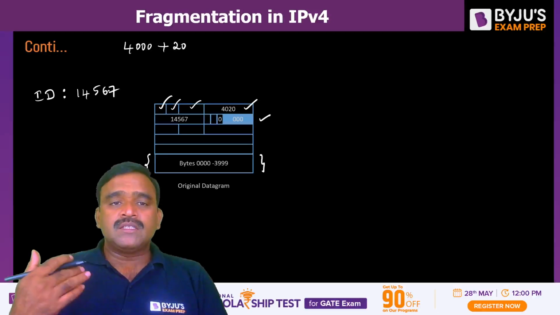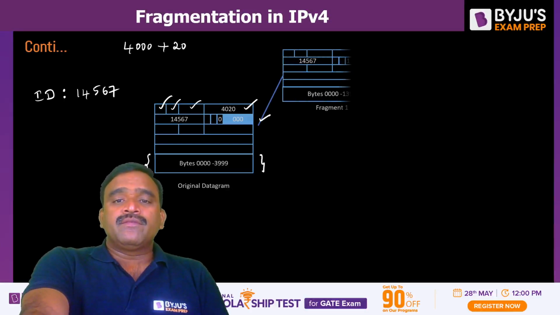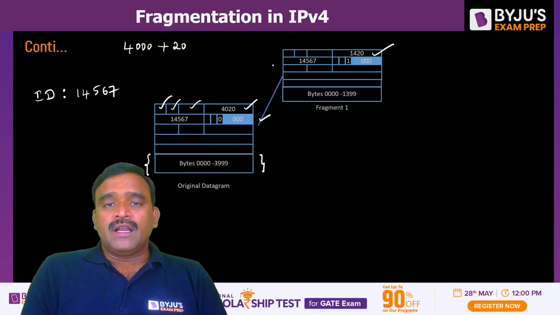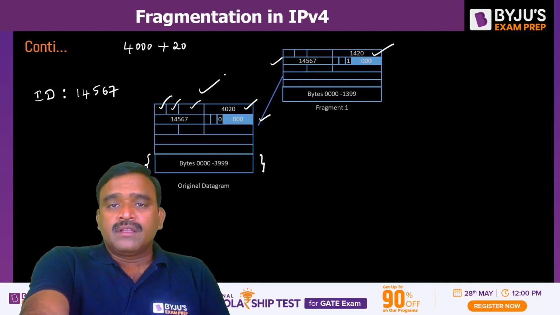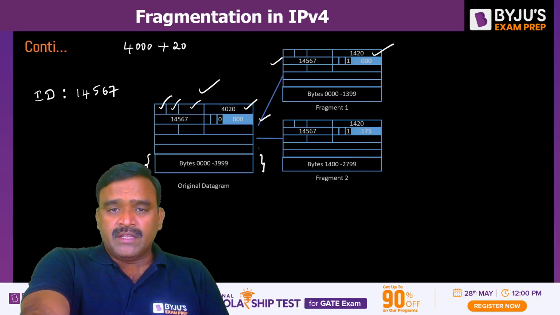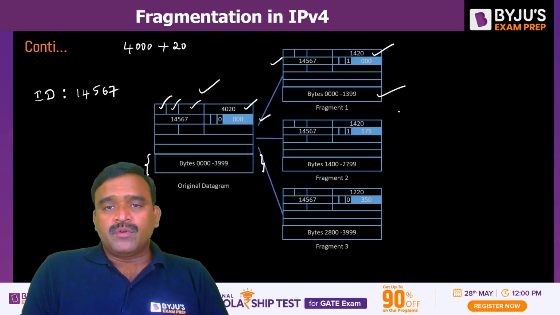Here is how the header is filled in every fragment. The first fragment has 1420 as the total length, and the ID value for all the fragments of the original datagram remains the same, 14,567. It is randomly assigned. The second fragment has the same ID, the third fragment also the same ID. In the payload, byte IDs 0 to 1399 are the first fragment, 1400 to 2799 the second fragment, and 2800 to 3999 the third fragment.